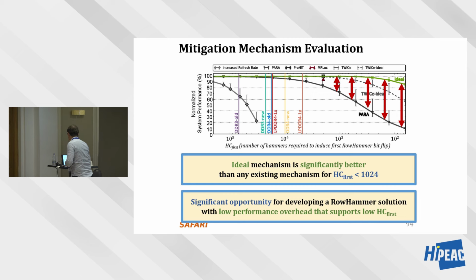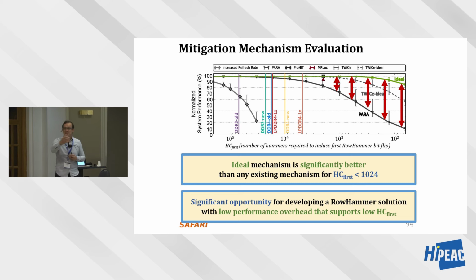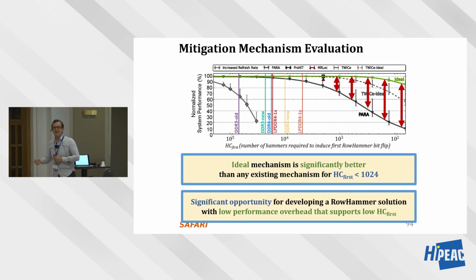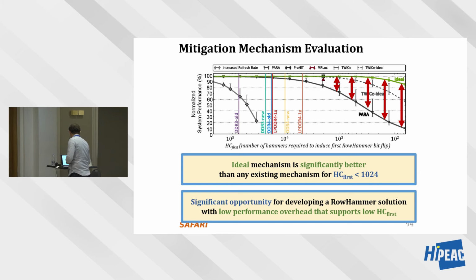PARA is very good most of the time, but then it starts losing performance because it causes a lot of activations, a lot of refreshes. And there are some other solutions. Even the ideal solution loses performance at some point. So the question is, as you're marching from left to right, more and more benign applications can be causing this problem. And we're in a regime where benign applications may be causing bit flips, and you get a lot of performance loss to prevent those bit flips. And I think we're getting to that regime today.